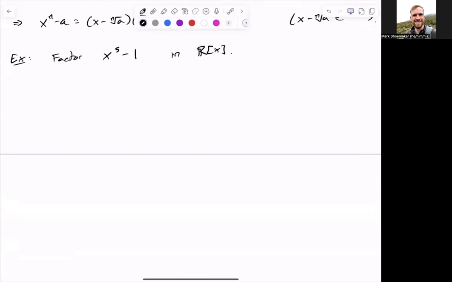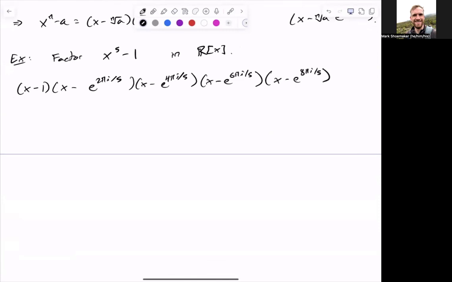So first, we write down the complex roots, and we get those factors. Well, we wrote the roots down above. So this is x minus 1, x minus e to the 2 pi i over 5, x minus e to the 4 pi i over 5, etc. And we want to group these roots according to their conjugates. So this is the factorization over the complex numbers.